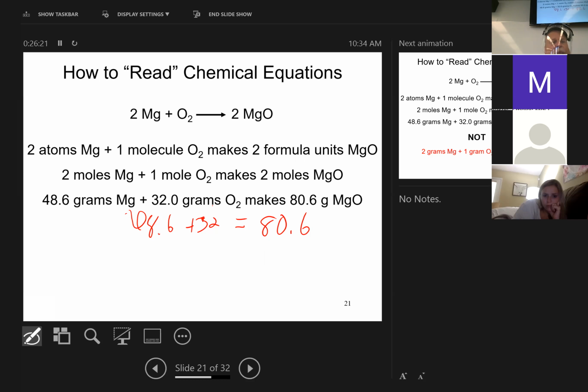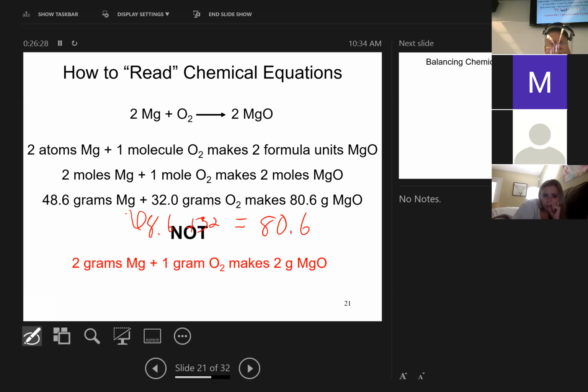So essentially, this has been converted from moles to grams. It is not 2 grams of magnesium plus 1 gram of oxygen makes 2 grams of magnesium oxide. It's not that simple. This is a chemical relationship that has to do with the number of moles. Now, balancing chemical equations, that's the next important part, and what I'm going to do is essentially introduce the topic.